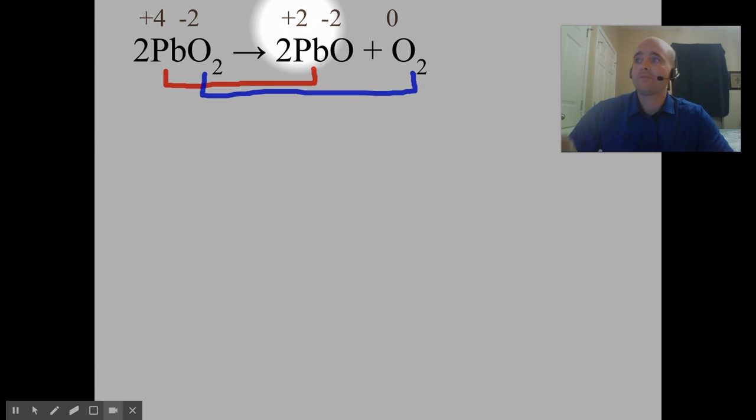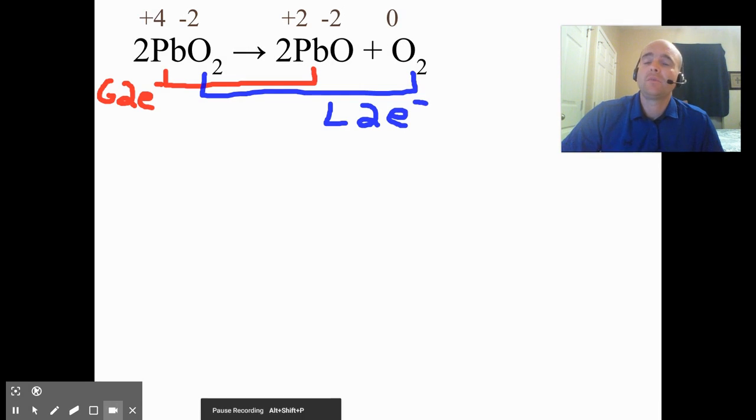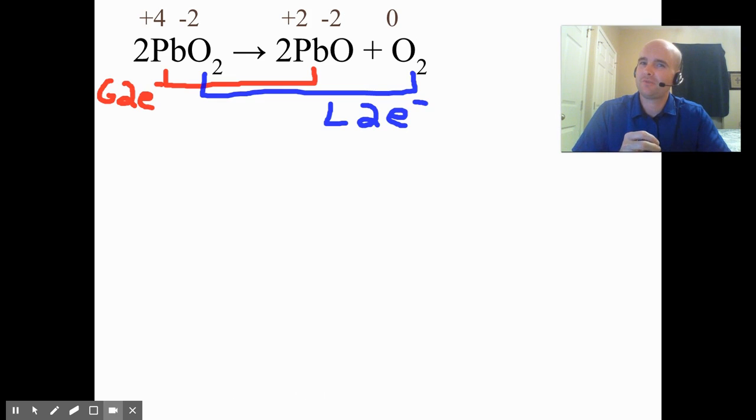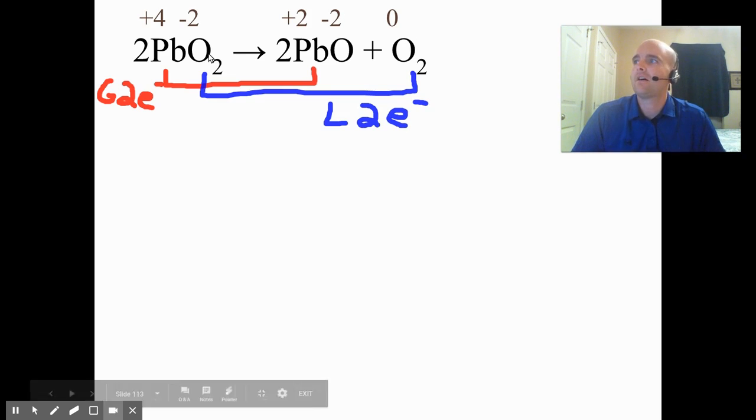So now I've got red and blue here. You probably just have pencils. Go ahead and write in which one is gaining electrons, which one is losing electrons. And when I do that, I see that lead has now gained 2 electrons since it went from a +4 to a +2. So it's now gained a -2 charge. And then oxygen has gone from a -2 to a 0. So now it has lost a -2 charge.